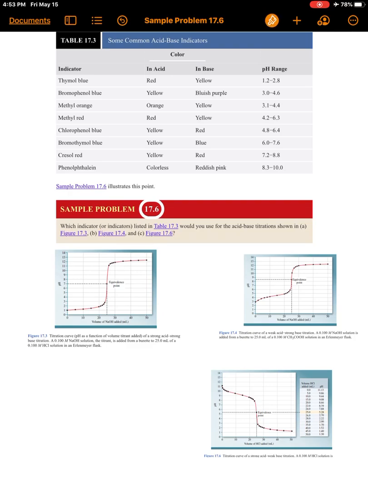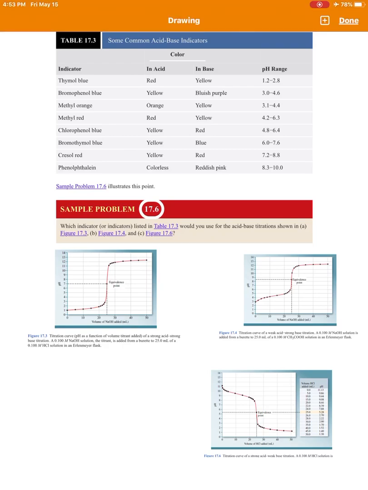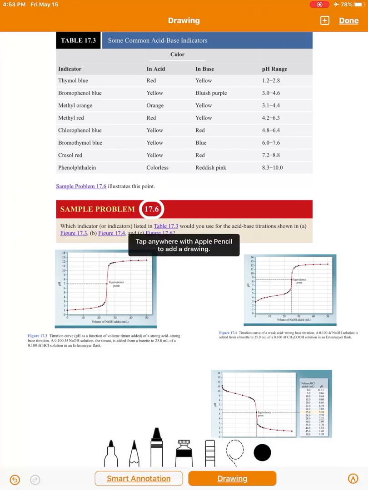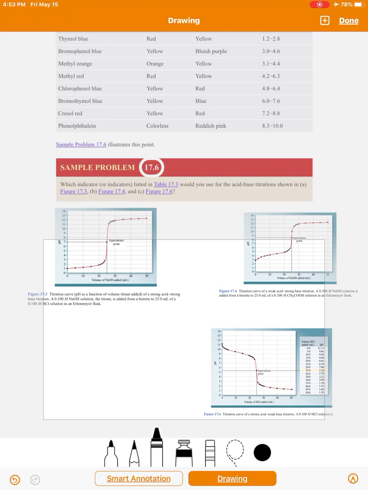If you look at the curve, see how steep it is around 7? Quite frankly, the difference between pH 6 and pH 7 in terms of your titration of adding the base is so small that an indicator that changes color from somewhere around pH 6 is perfectly fine. So methyl red would be okay. So we'll write down here that methyl red would be okay.